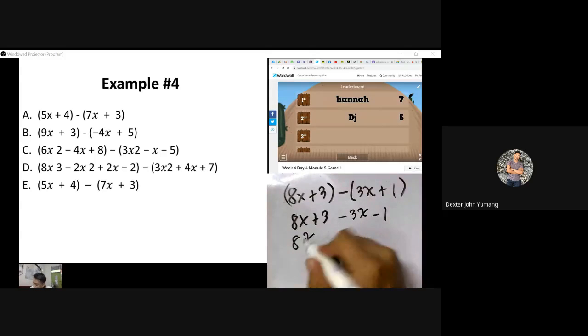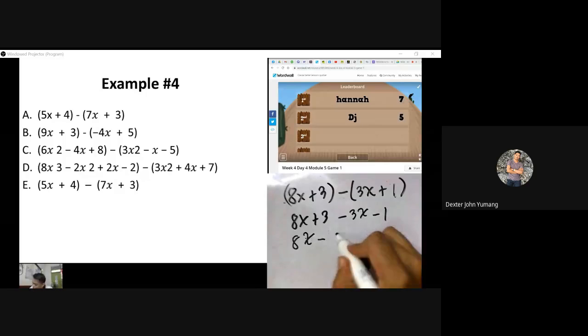ipagtabi natin sila ngayon, yung magkapareho. Si 8x, ang partner niya po si 3x. Tapos si 3 naman po, ang partner niya si negative 1. So 8 minus 3, magiging 5. And what is their family name or their variable is x. 3 minus 1, so that is 2. So 5x plus 2 is the correct answer.